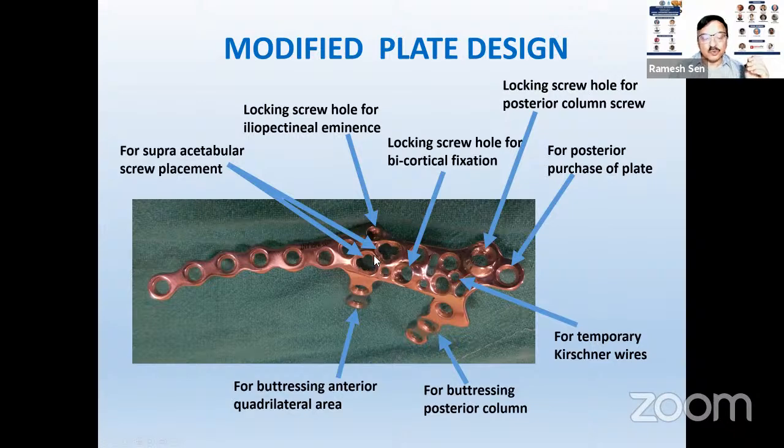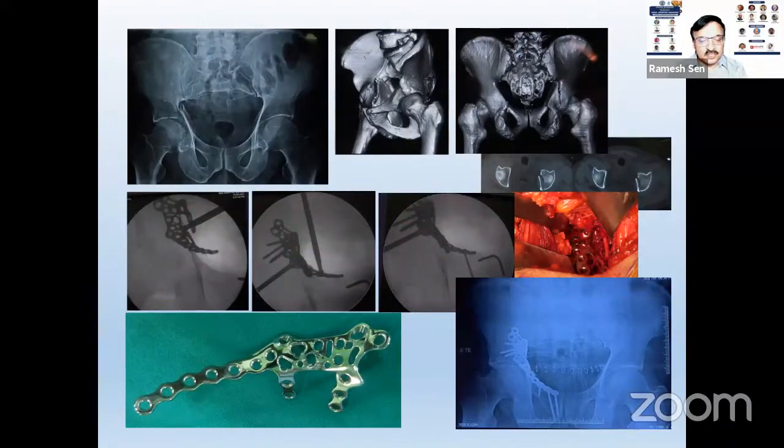Now, these were the screws because we have to get the screw in the supraacetabular area. So with a simple kind of a screw, you cannot go into this area, but with this kind of a design, now we are able to pass out here. This is the utilization of this very plate.